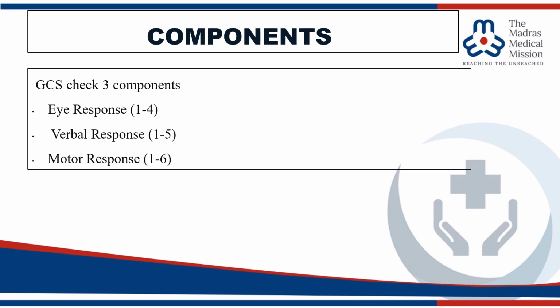As we discussed earlier, the components of the GCS include eye response, which is scored between 1 and 4, the verbal response, which is scored between 1 and 5, and the motor response, which is scored between 1 and 6. So these are the three components included in a Glasgow Coma scale. Based on the response to each, the patient will be scored between 3 and 15.